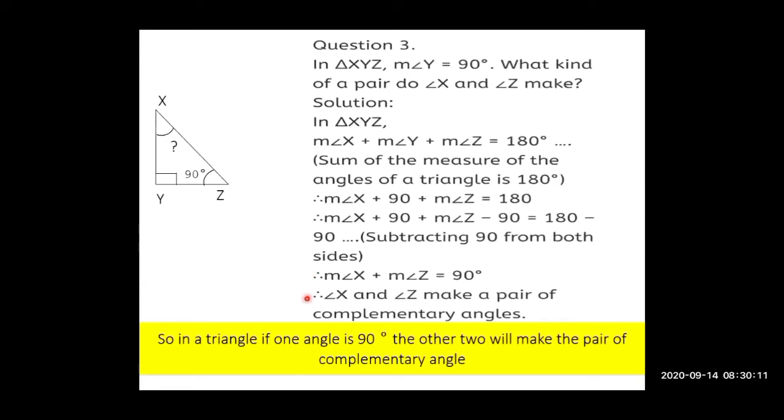Therefore, angle X and angle Z make a pair of complementary angles. So, in a triangle, if one angle is 90 degree, the other two will make the pair of complementary angles. Okay.